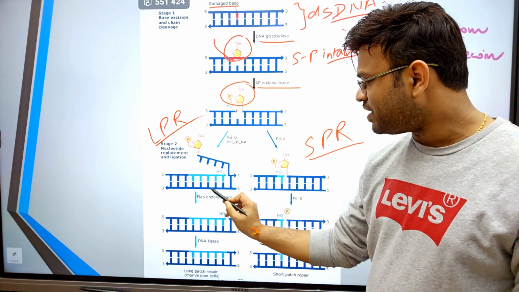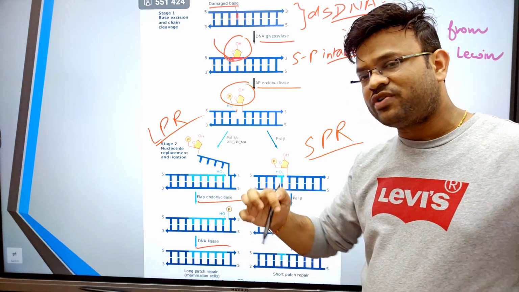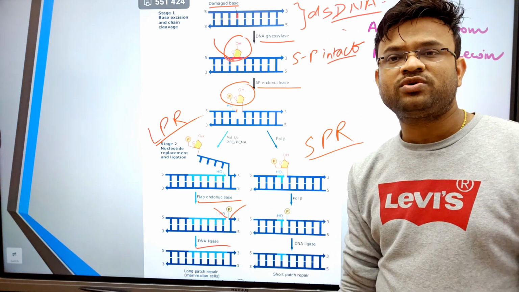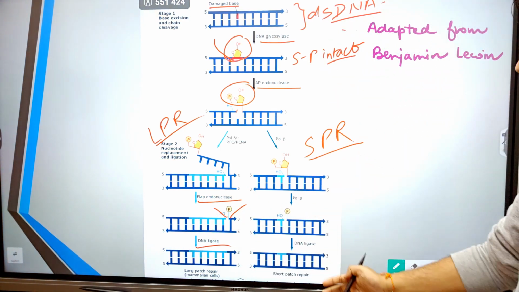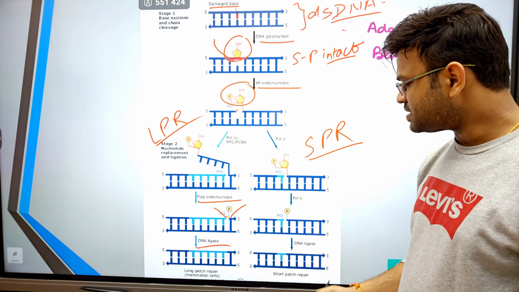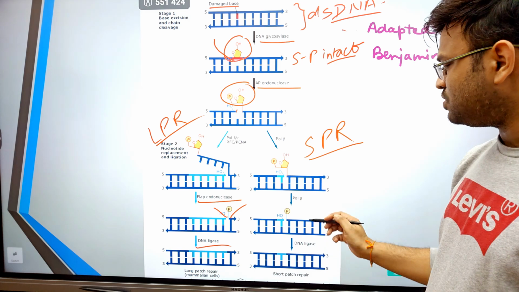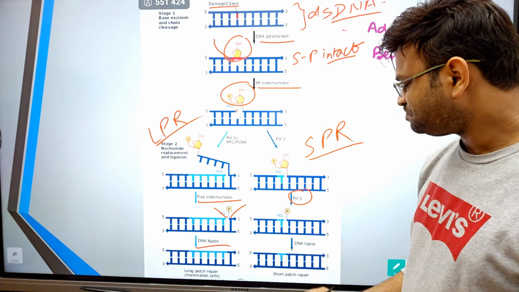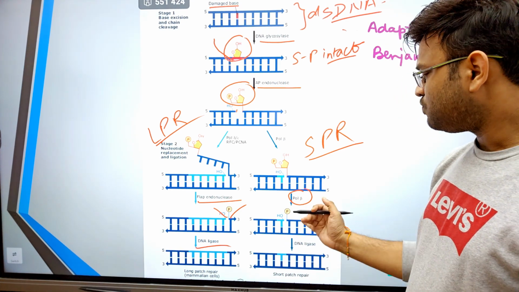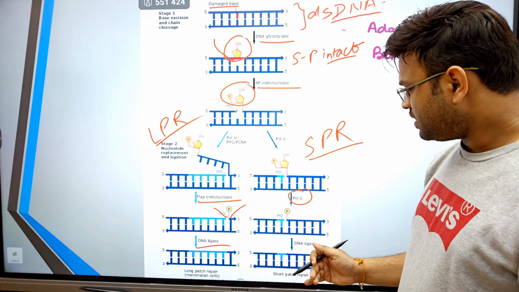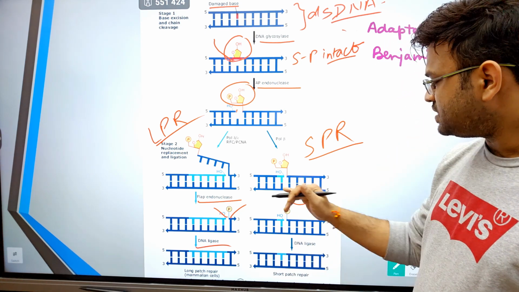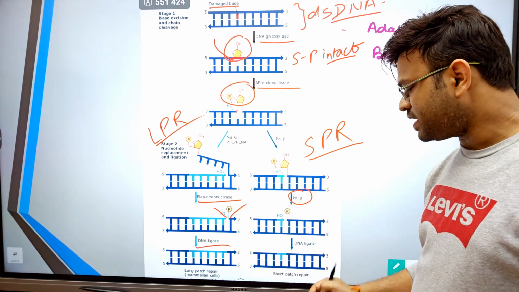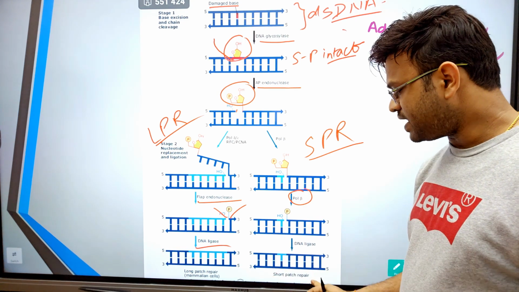The flap would be removed by flap endonuclease, and then DNA ligase will be functioning to join the two ends. So this was one end, this was the other end, and both the ends are joined together by using the DNA ligase. In case of the short patch repair system also, the same thing is occurring. The only difference that you can see over here is polymerase beta is being utilized, and in case of polymerase beta, you can see that the phosphate group is removed from here, and then DNA ligase is used, and then both the DNA strands are joined together.